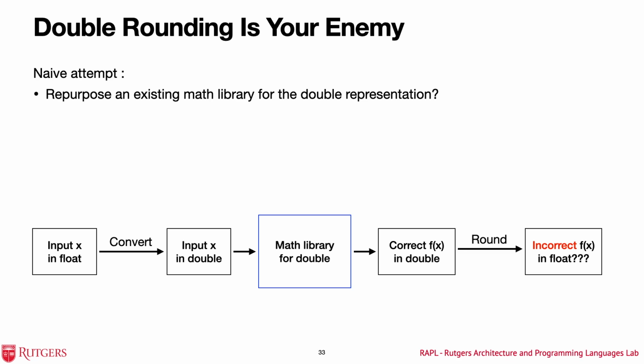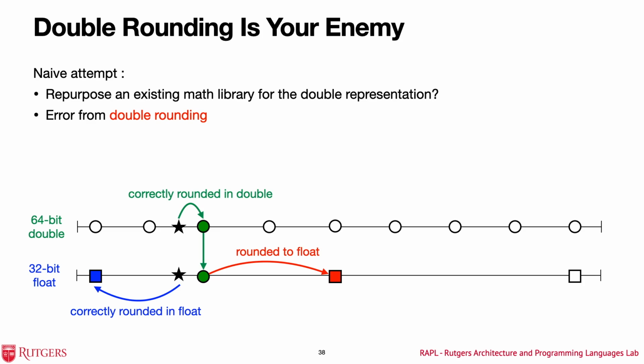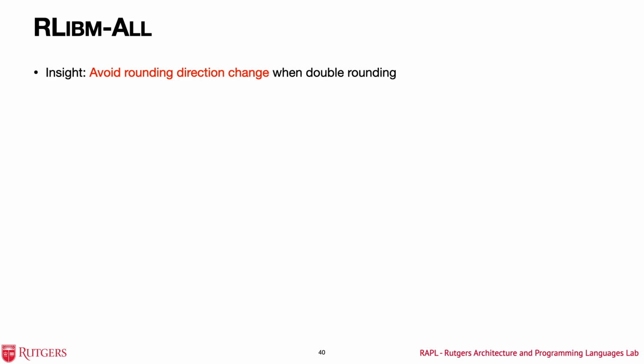But then this result can be wrong. Why? It's because of double rounding. When we round a real value of f of x to double and then subsequently round this result again to float, it is possible to produce a wrong result because rounding twice can result in a change in the rounding direction. But RLIBM-ALL is all about avoiding this double rounding error.